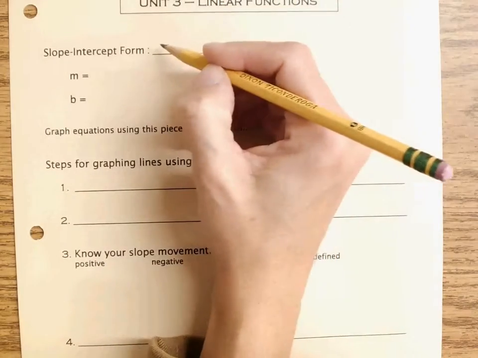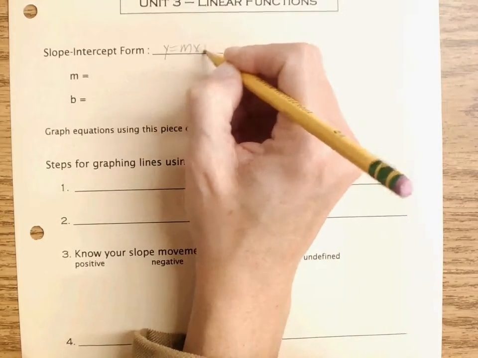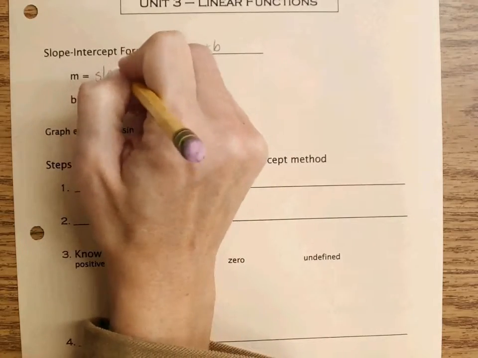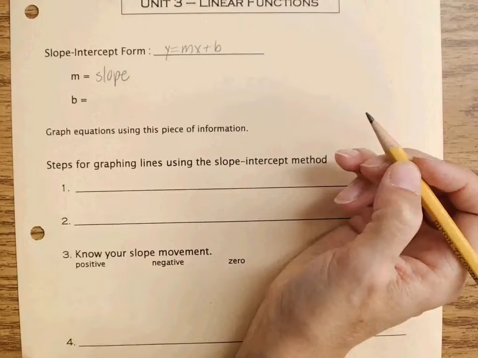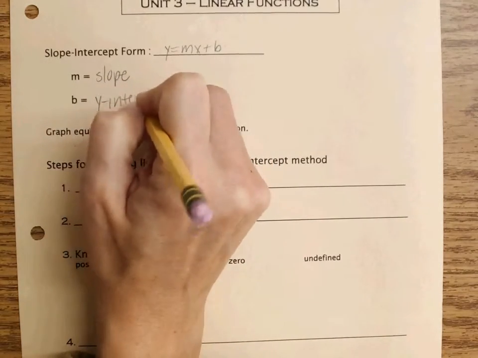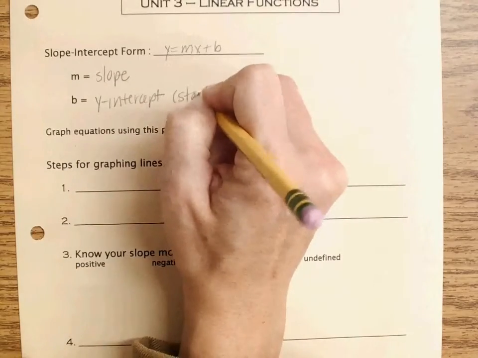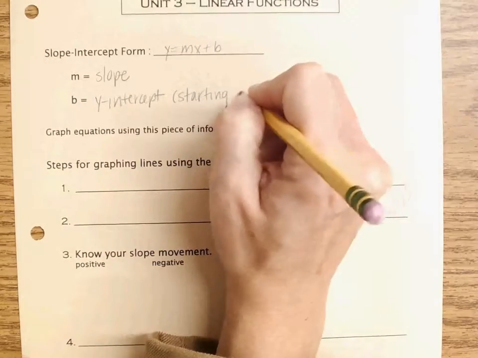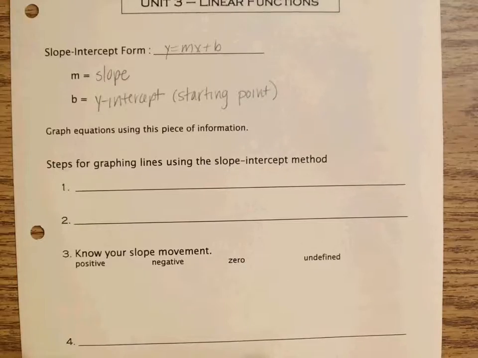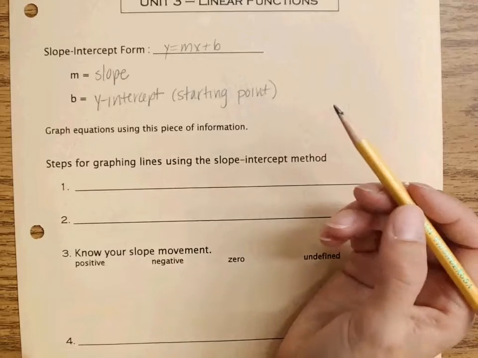We have slope-intercept form, which is y equals mx plus b. M is often referred to as slope, especially when we're talking about linear functions. B is your y-intercept, and as I do these notes today, I'll be talking about how they are also known as the starting point. We're going to graph equations using these two pieces of information for most of them.